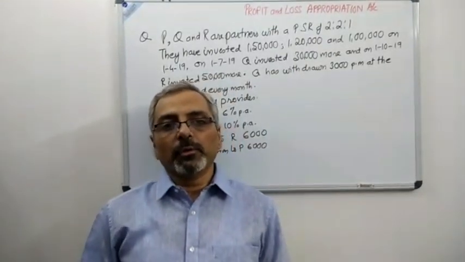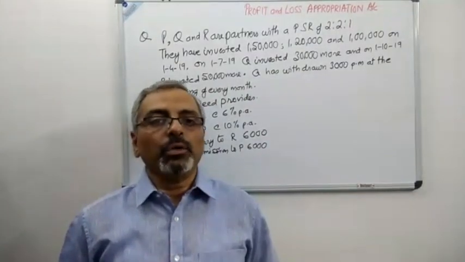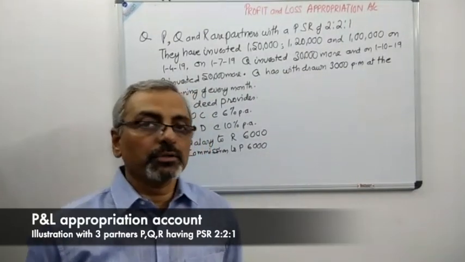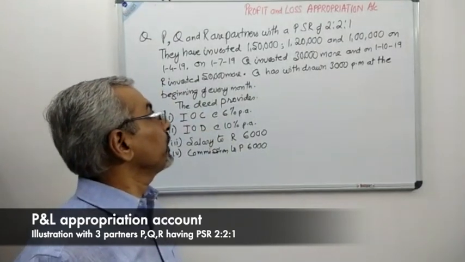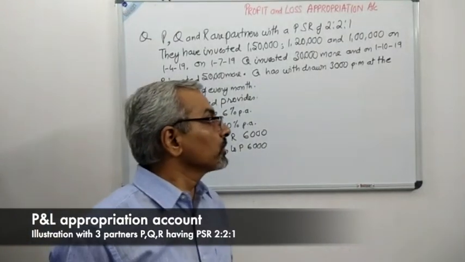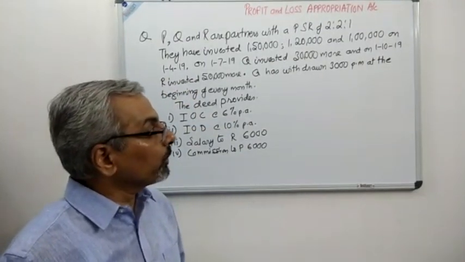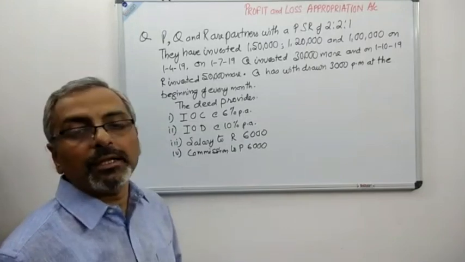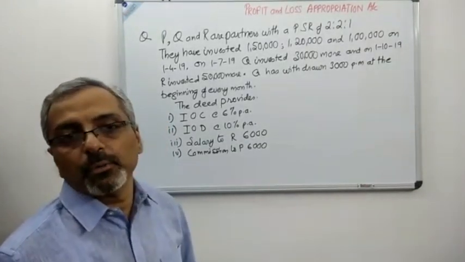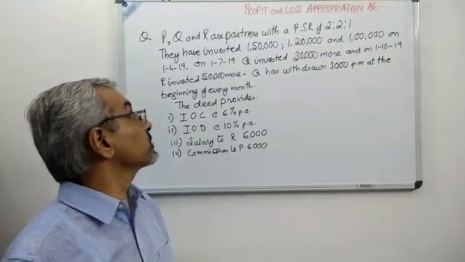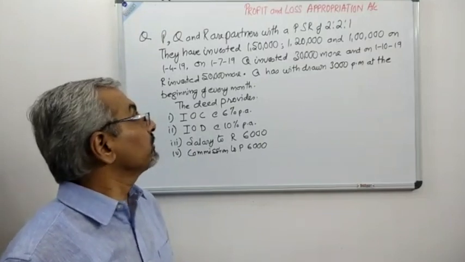Before we solve any question, it's very important to read the question and understand what it says, and only then can we go around with the working of it. So let us see what the question has said. There are three partners, P, Q and R, with a PSR of 2:2:1. They have invested 1,50,000, 1,20,000 and 1 lakh on 1st of April 2019. That is their initial investment. 1,50,000 is the investment of P, 1,20,000 is the investment of Q, and 1 lakh is the investment of R.